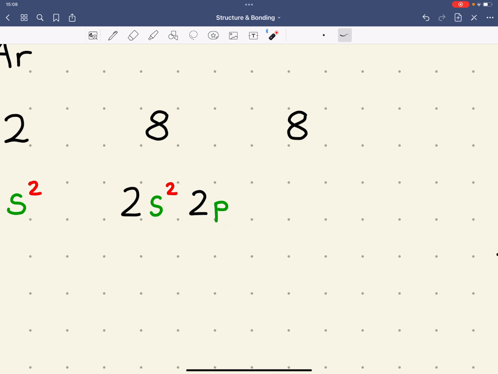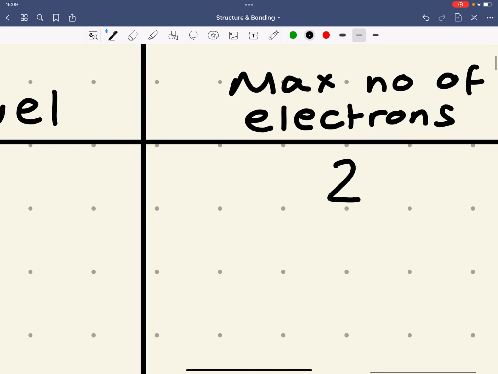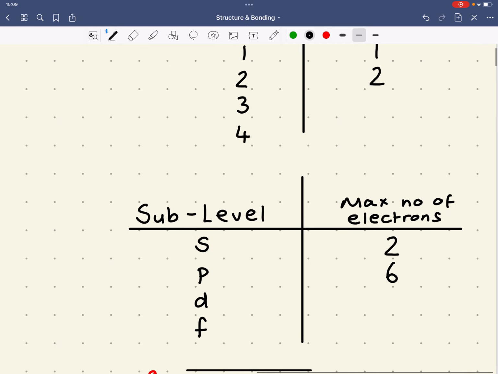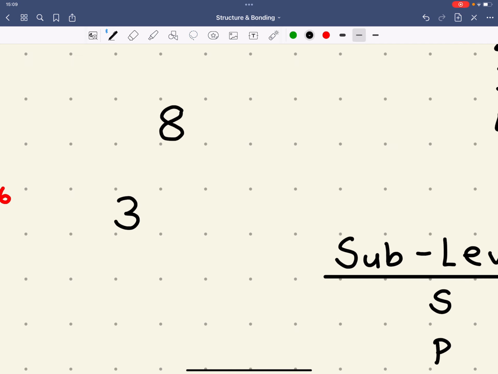And hopefully you should be able to see how many electrons the P sublevel can hold. To make it this 8, then this must hold 6. So the P sublevel holds 6. We can then move on to the third shell, third principal energy level, that's a 3. Again, we have to start with S. And that's going to have 2. And then we go to 3, and that then will be P. And then that will be 6.